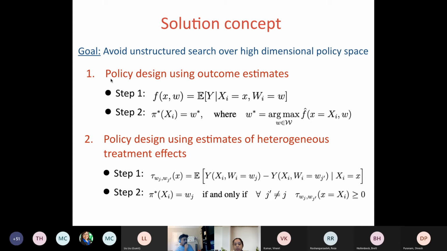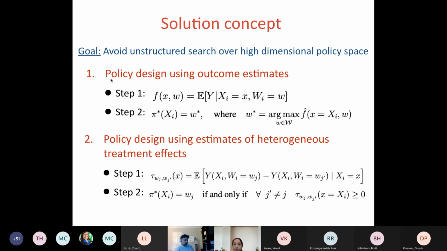There is nothing wrong with either of them. They are just making different, you might say parametric or semi-parametric assumptions about how outcomes or treatment effects are affected by the X variables. So in the first case, we are designing policy using outcome estimates. You would basically model that as some f of X, and then use that to assign the optimal policy based on whichever treatment actually maximizes the outcome of interest.